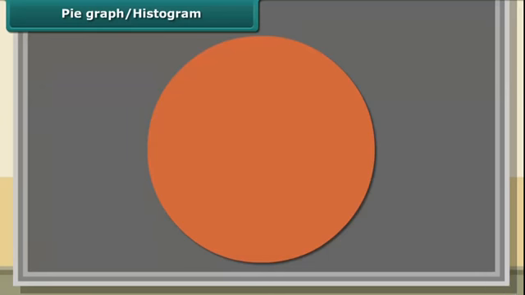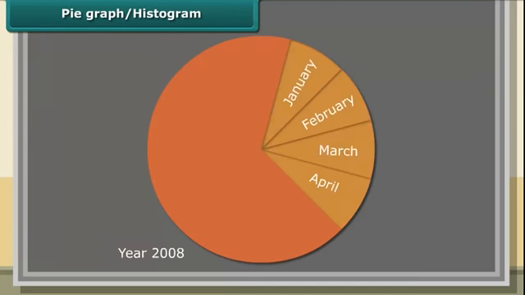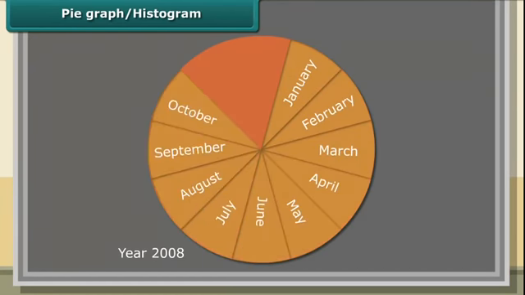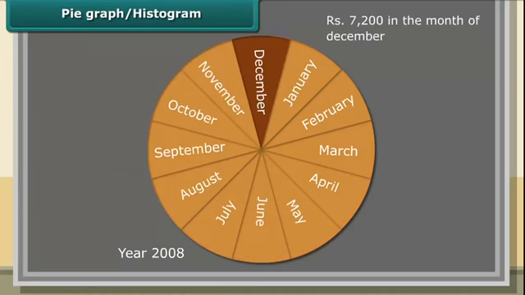Pie graph, or a circle graph. A pie graph is used to compare parts of a whole. The circle represents the whole in a pie graph. In the month of December 2008, Ramu spends his monthly salary amounting to rupees 7,200 on different items.